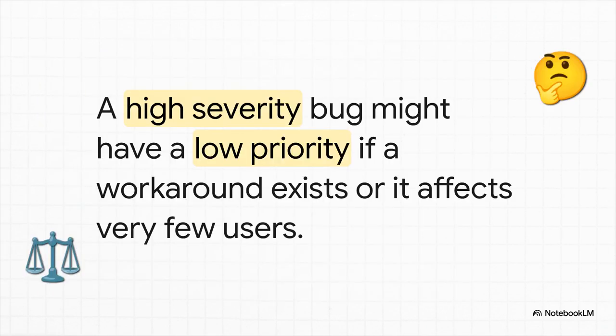And here is the absolute key takeaway. High severity does not always mean high priority. You could have a bug that literally crashes the app. That's a critical severity. But if it only happens to 0.1% of users on a really old phone, the team might give it a low priority and fix other, more widespread issues first. It's all about balancing impact.